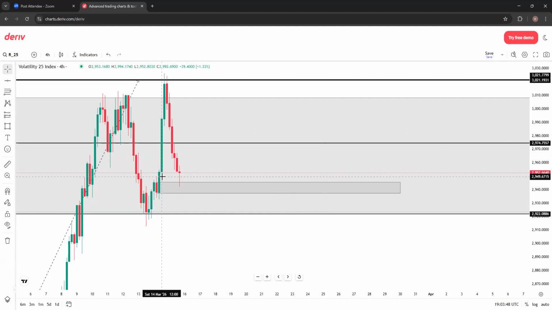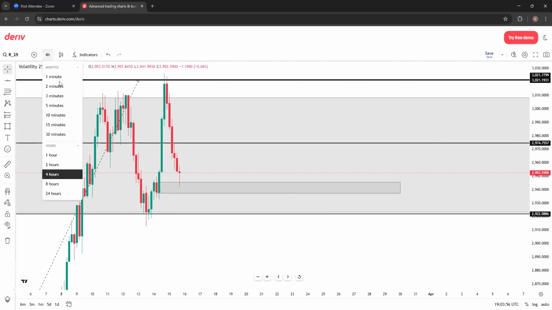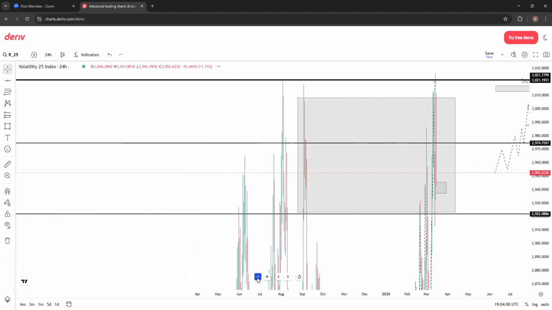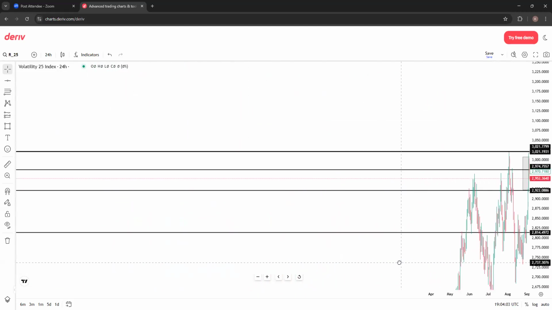Although you see that you have an order block in your monthly time frame, how many times has that point been used? One, two, three. I think if we go back to our 24-hour time frame, what you can see is we've used this area.